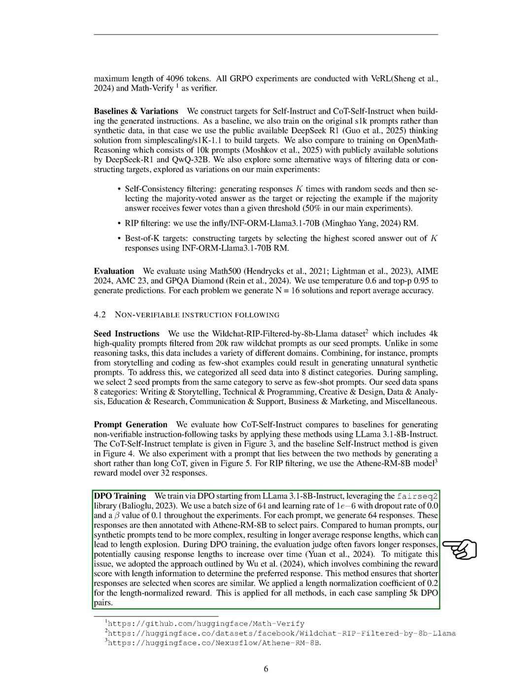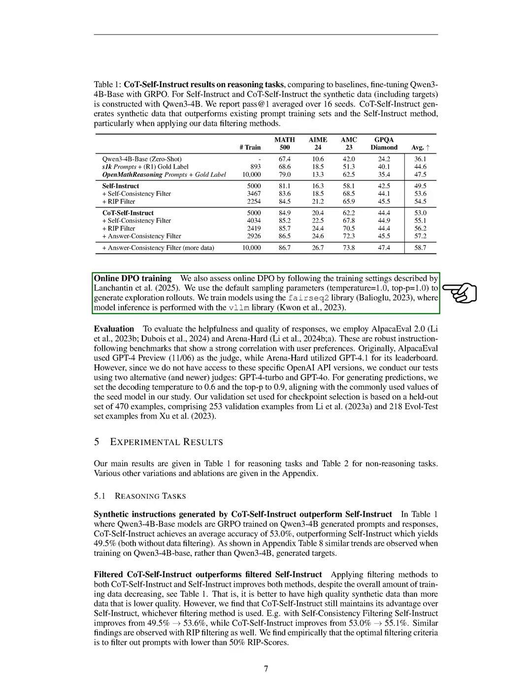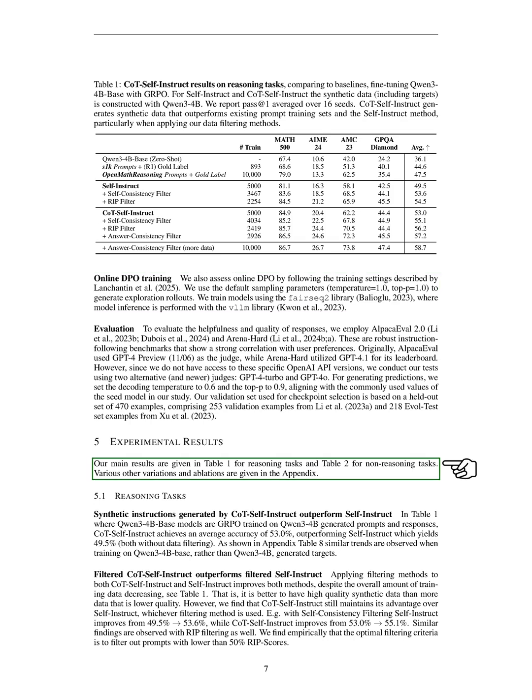Section: Online DPO Training. In this section, we evaluate online DPO training by following the specified training settings. We utilize default sampling parameters, generating exploration rollouts with a temperature of 1 and a top P of 1. Our models are trained using the FAIRSEQ2 library, and we perform model inference with the VLLM library. Our main findings are summarized in two tables, one for reasoning tasks and another for non-reasoning tasks, with additional variations and details in the appendix. We observe that synthetic instructions created by CoT-Self-Instruct outperform those from Self-Instruct.